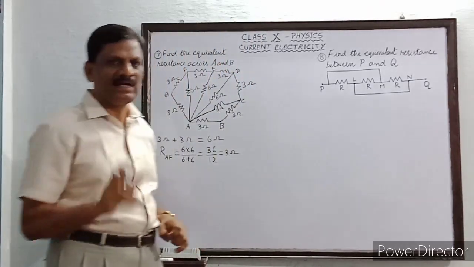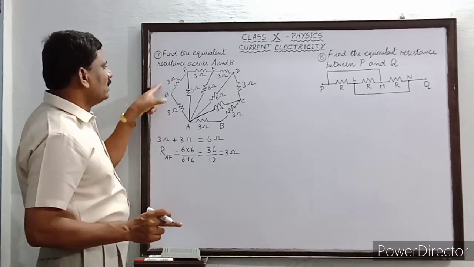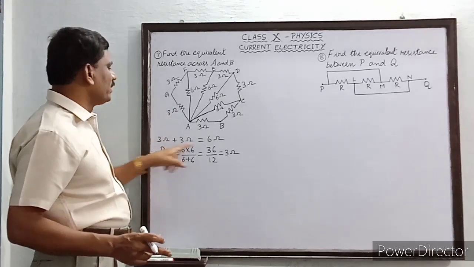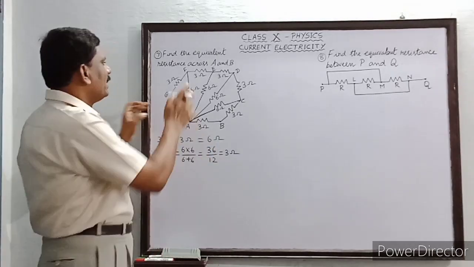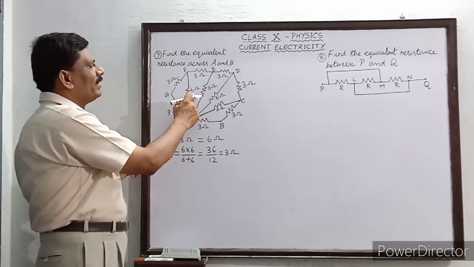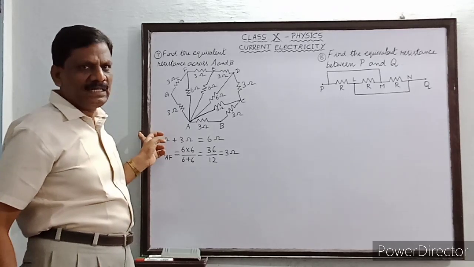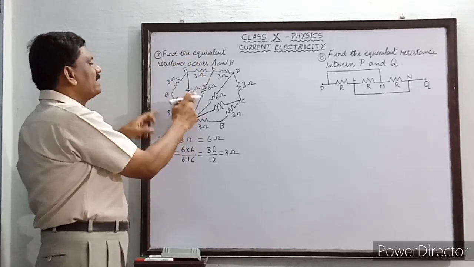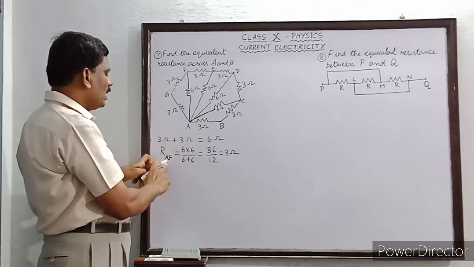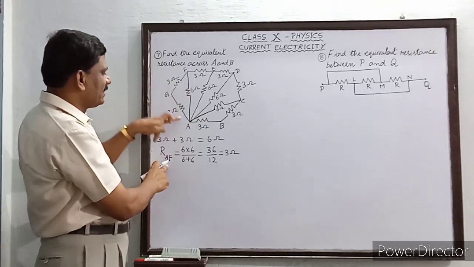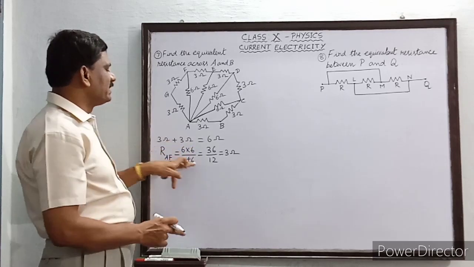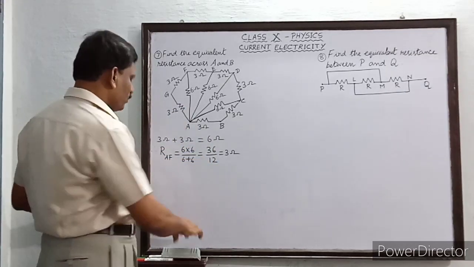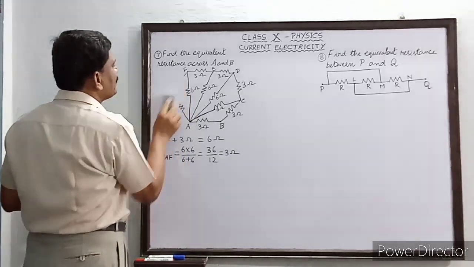So first step, are you understanding? These two 3 ohm resistors are in series, so the effective resistance will be 6 ohm, and this 6 ohm is in parallel with 6 ohm, is it not? So what is the effective resistance between A and F? 6 ohm parallel 6 ohm. So R between A and F is equal to 6 into 6 by 6 plus 6, which is 36 by 12, equal to 3 ohm. So I am going to erase this now.